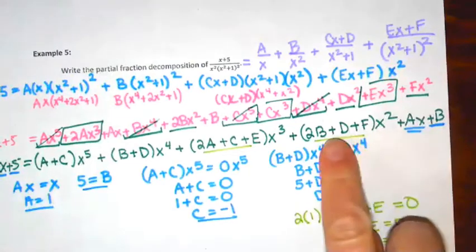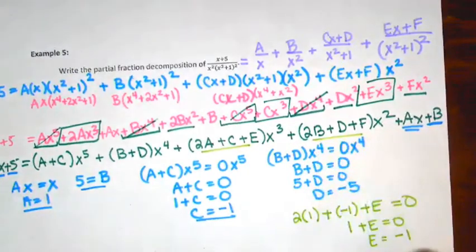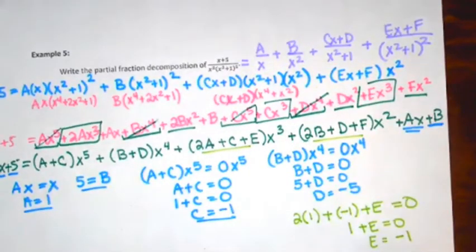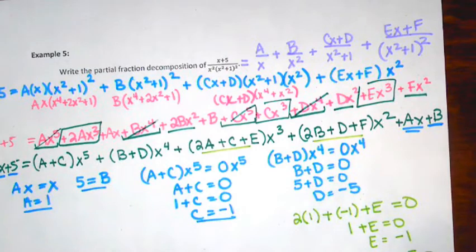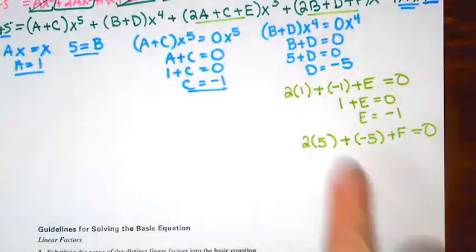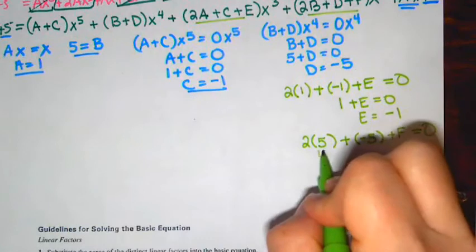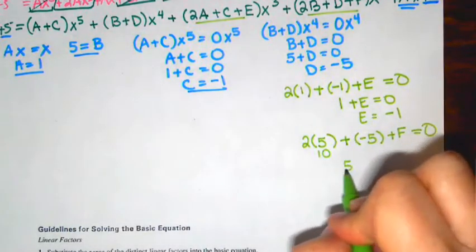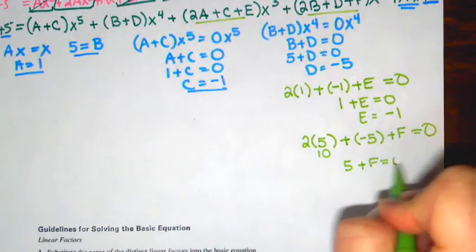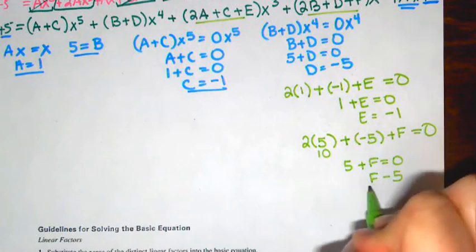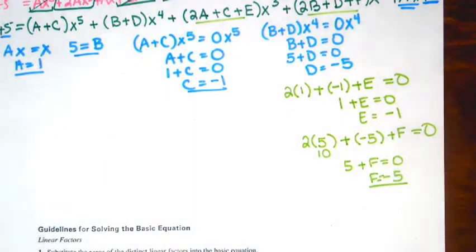All right, and now let's do the f. 2 times b. What's my b? 5. Plus my d, which is -5, plus f equals 0 again, right? Oh, you guys can't see, sorry. So then 2 times 5 is 10, 10 minus 5 is 5, plus f equals 0. So f equals -5. So now, do we have all the letters we need?